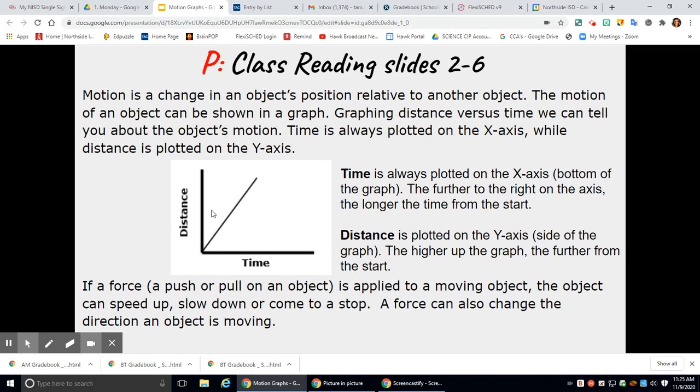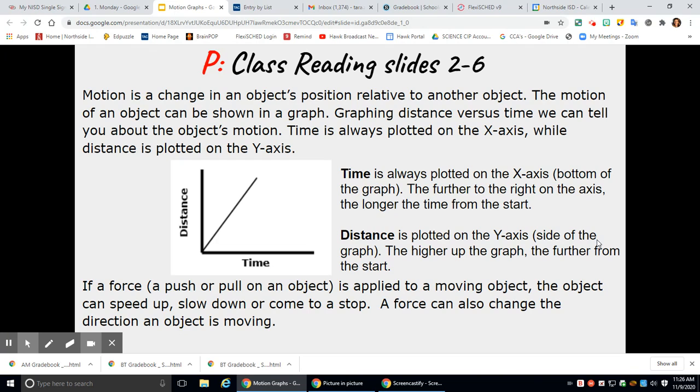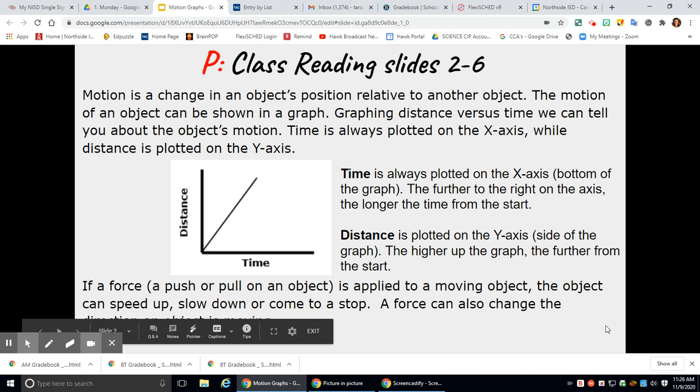Distance is plotted on the y-axis. The higher up the graph, the further from the start. So here's the starting point, so this point here would be the furthest distance. If a force, a push or a pull, is applied to a moving object, the object can speed up, slow down, or come to a stop. A force can also change the direction an object is moving.